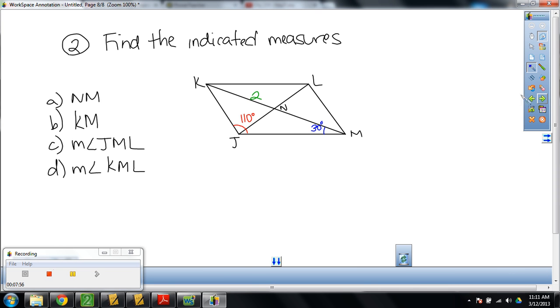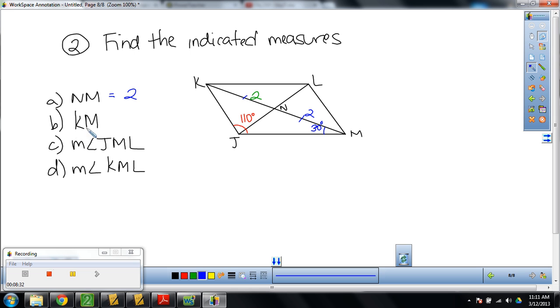The second example wants us to find these various measures given this diagram. KN is 2, angle NMJ is 30 degrees, and angle KJM, the entire large angle, is 110 degrees. If we want to find NM, this is this part of the diagonal right here. We know that JL is cutting KM in half, which means this NM has to be congruent to KN. Therefore, NM has to be equal to 2.